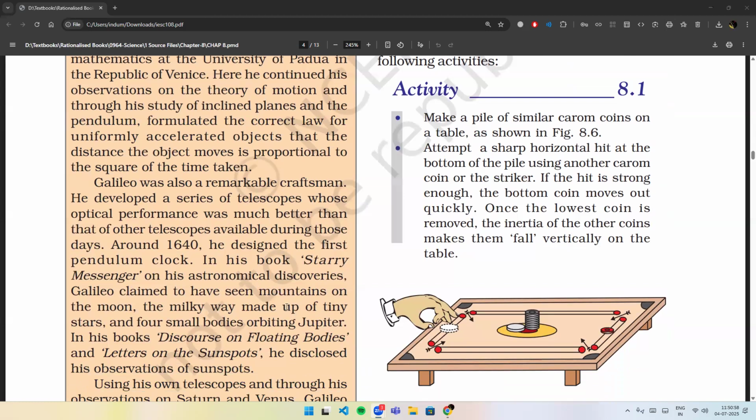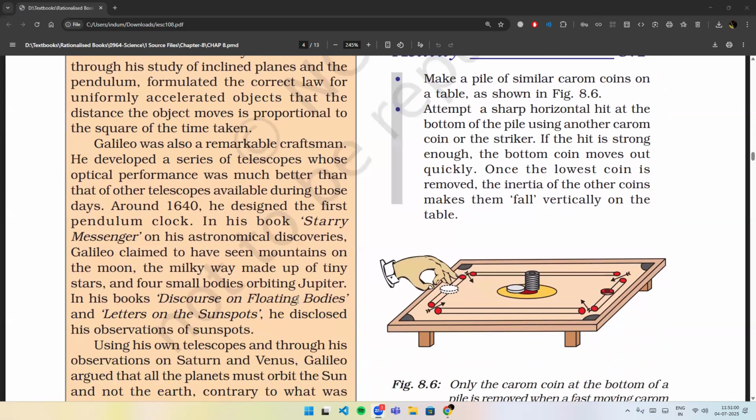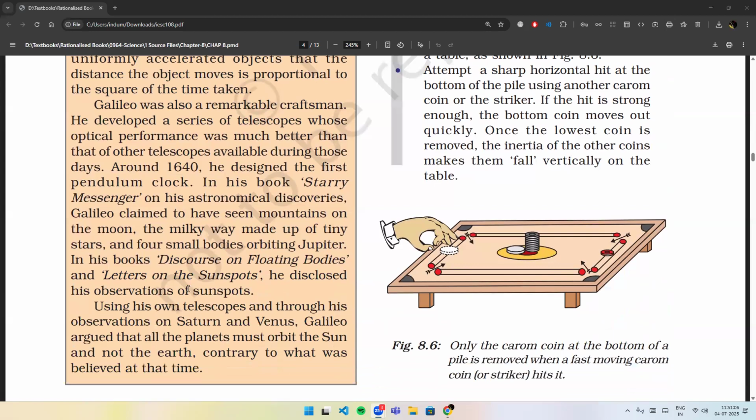He developed a series of telescopes whose optical performance was much better than those of other telescopes available in those days. Around 1640, he designed the first pendulum clock. In his book, Starry Messenger, on his astronomical discoveries, Galileo claimed to have seen mountains on the moon, the Milky Way made up of tiny stars, and four small bodies orbiting Jupiter.